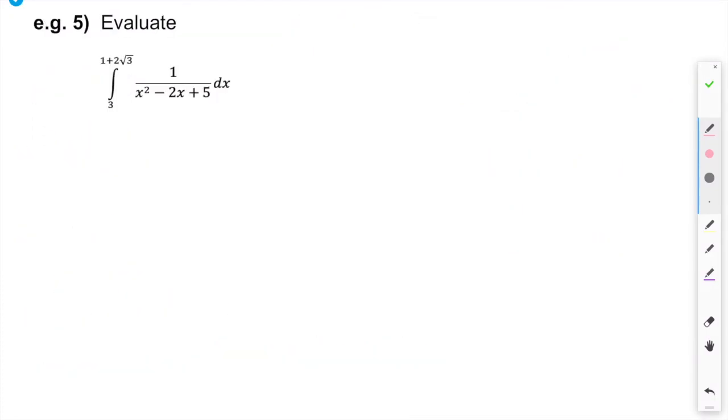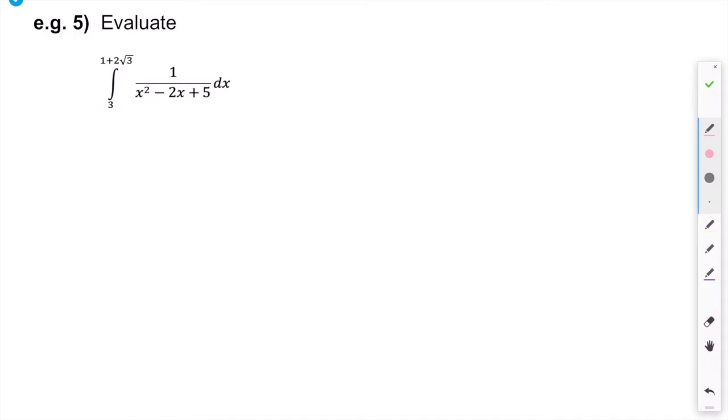Here is example 5. We have a definite integral, 1 over x squared minus 2x plus 5 dx from 3 to 1 plus 2 root 3. Let's start with the indefinite integral. It's a quadratic.